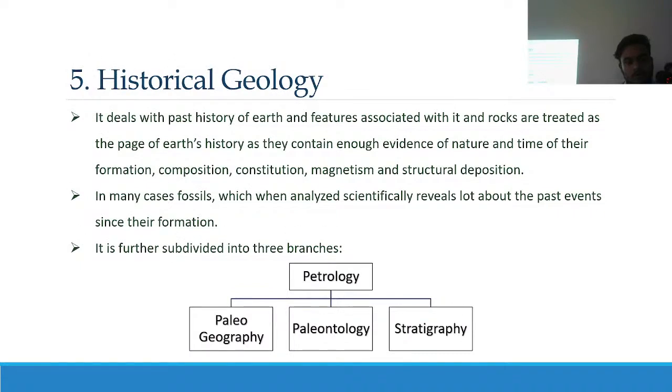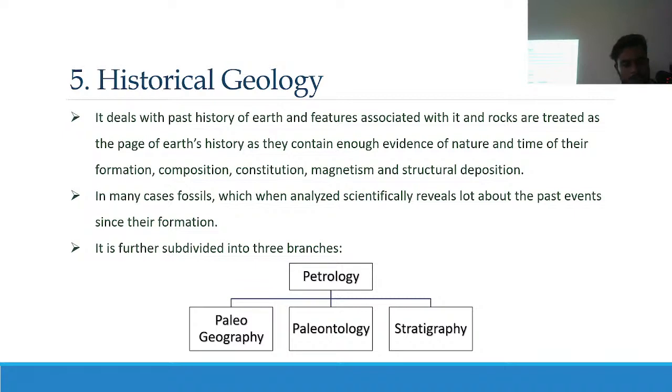Historical geology deals with the past history of Earth and the features associated with it. Rocks are treated as the pages of Earth history, as they contain enough evidence of the nature and time of their formation, composition, constitution, magnetism, and structural deposition. In many cases, fossils, when analyzed scientifically, reveal the past events since their formation.